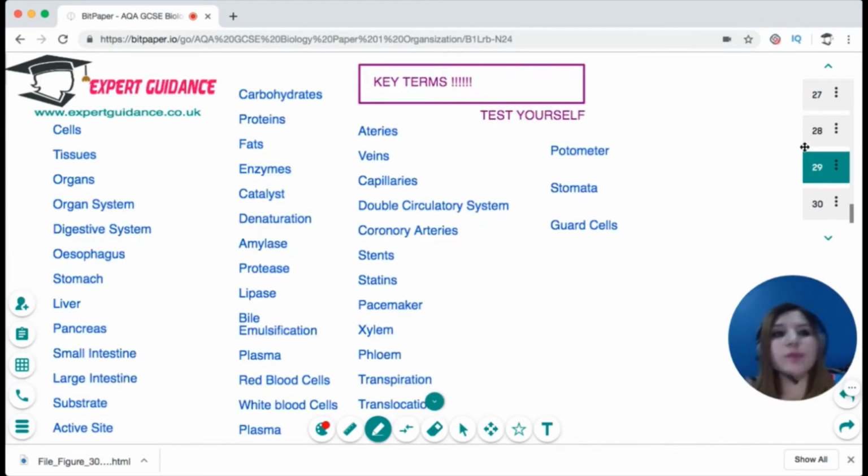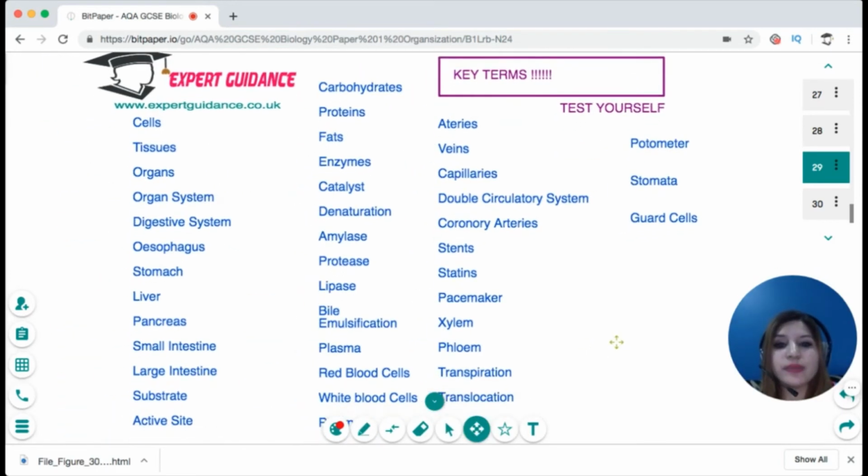Okay, so I hope this unit is clear to you. Now it's time to test yourself. In this unit, we have seen a lot of key terms. So you should be able to explain these key terms.